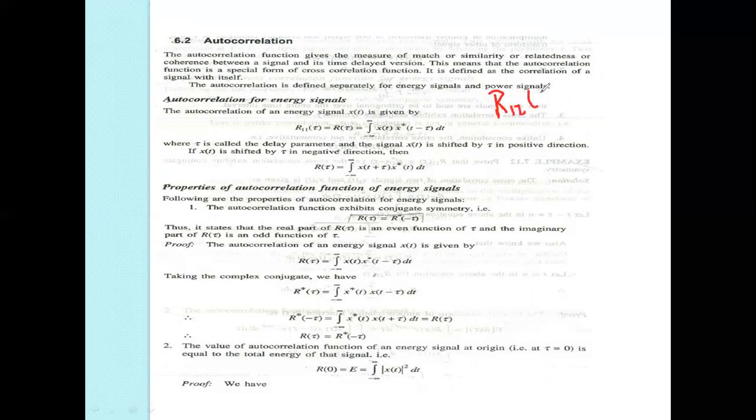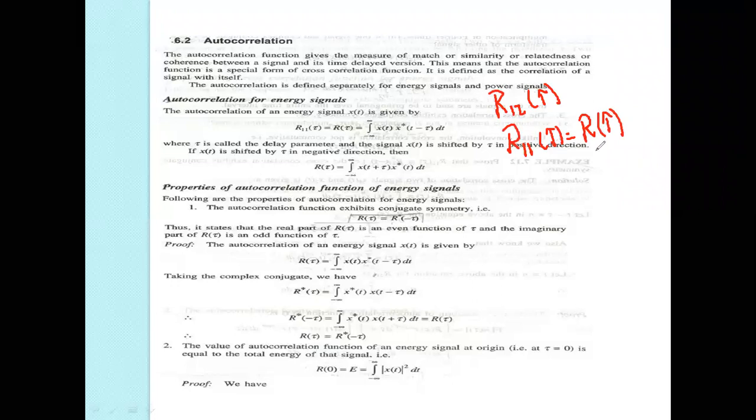The autocorrelation is defined separately for energy and power signals. Autocorrelation for energy signals: R11 of tau is equal to R of tau. For cross correlation, we represent R12 of tau. For autocorrelation, R11 of tau, there is no need of 1, you can write it directly as R of tau, simply.